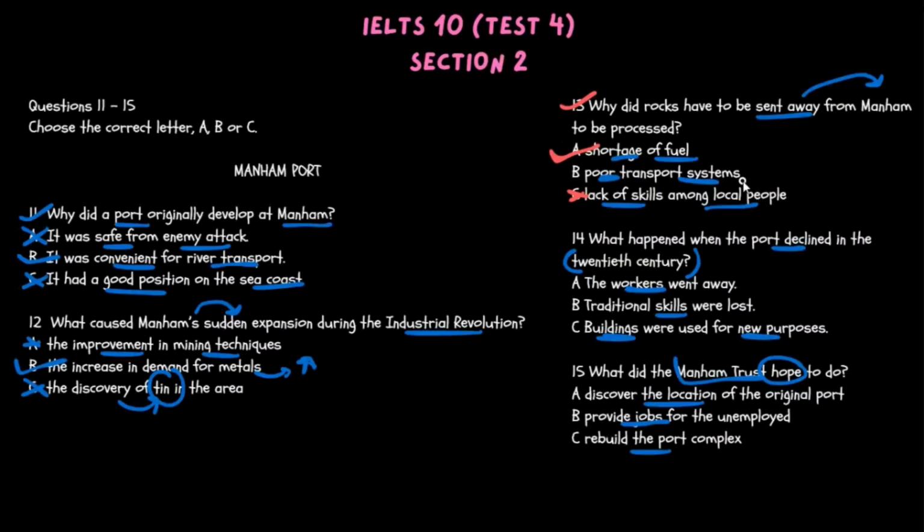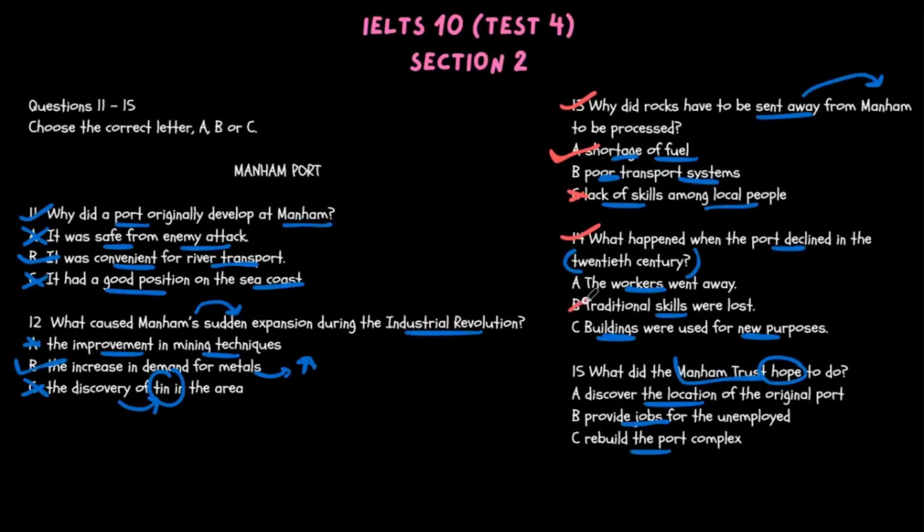Okay, so now we are going to look for the 14th question. That is what happened when the port declined in the 20th century. Sadly, in the 20th century, the great port of Mannheim declined, and thousands of workers were forced to emigrate out of the area. The building of the port fell into disrepair, and the place became almost forgotten.